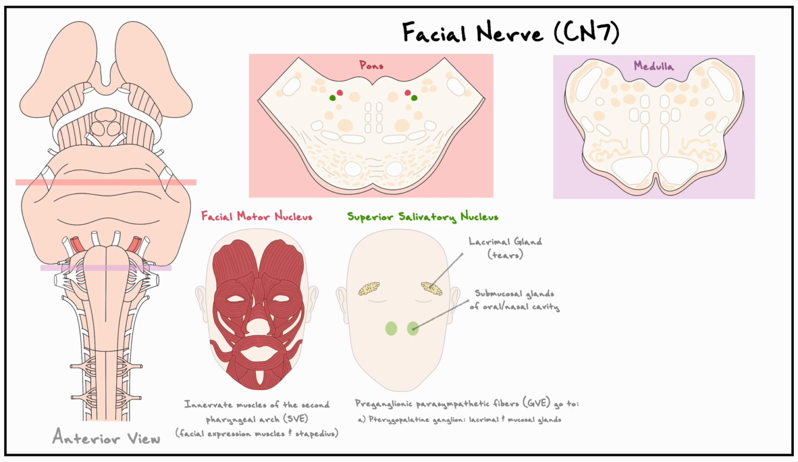The second ganglion that is connected to the superior salivatory nucleus is the submandibular ganglion, and its activation activates the submandibular and sublingual salivary glands. As you might suspect, these glands produce saliva.